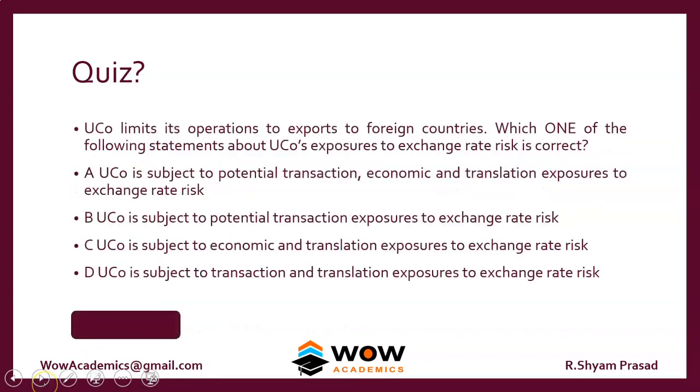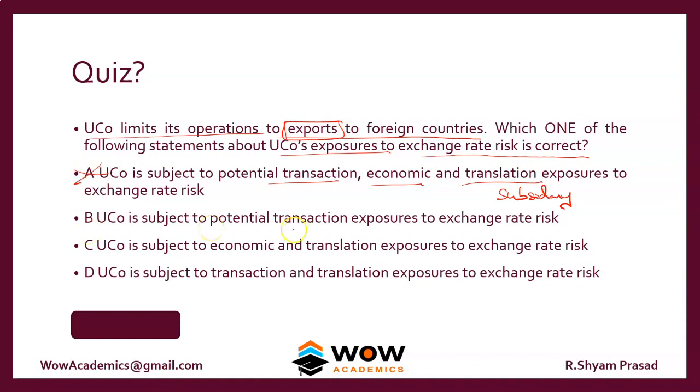So we have another question. UCO limits its operations to exports to foreign countries. Which one of the following statements about UCO's exposure to exchange rate risk is correct? So they are only exporting their goods to foreign countries. They don't have any other business. Option A: UCO is subject to potential transaction, economic, translation risk. Translation risk will not come because they don't have any subsidiary. So as they don't have any subsidiary, translation risk will not come. So this option is wrong.